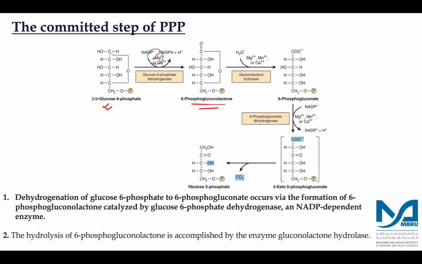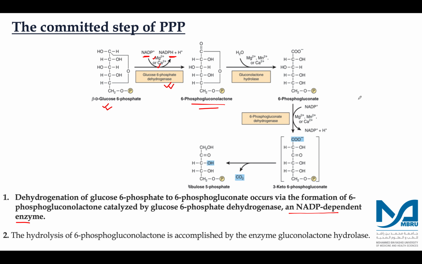It requires cations as cofactors, mostly magnesium, and if magnesium is not available, the enzyme can also function in the presence of calcium. So in the process, the proton that is released is accepted by NADP+, which is converted to NADPH plus H+. So this particular enzyme is an NADP dependent enzyme, and I have written that in this part of the slide.